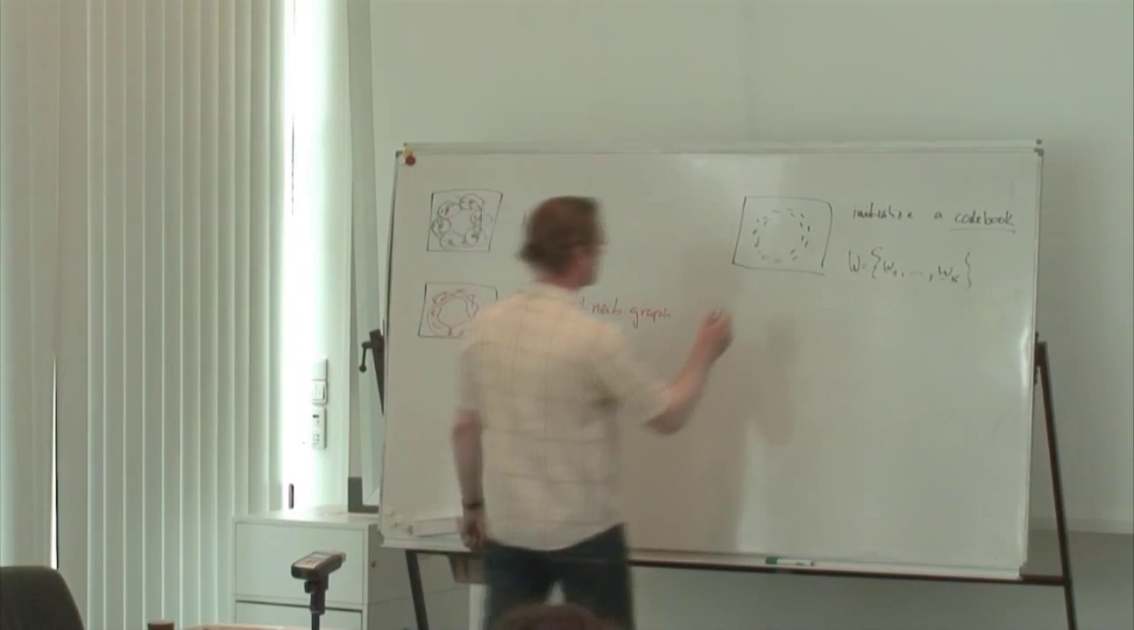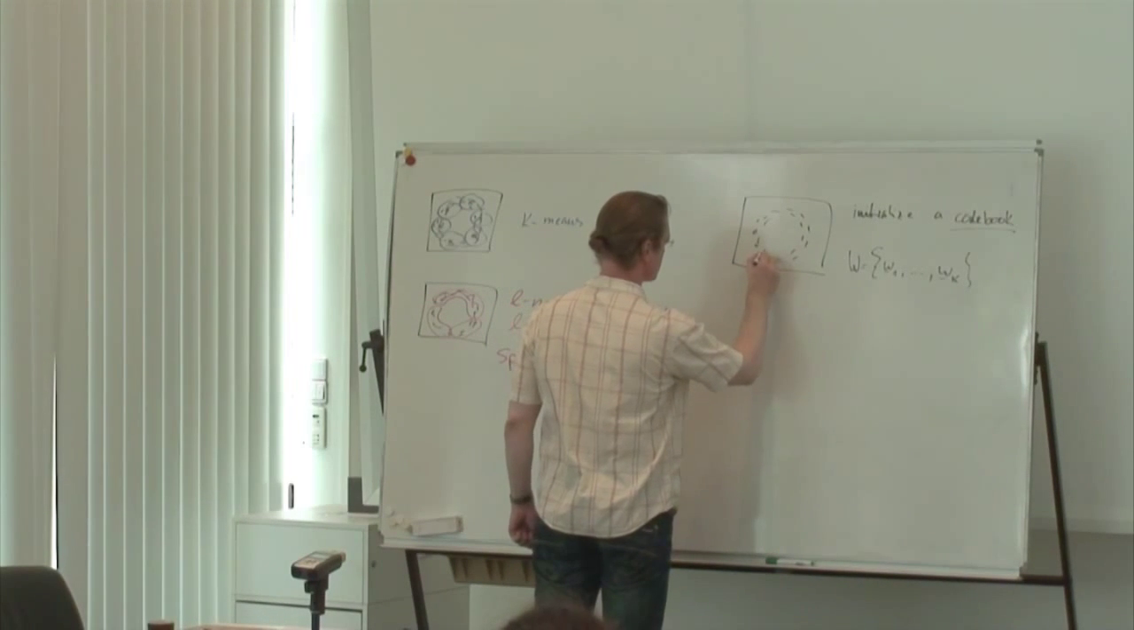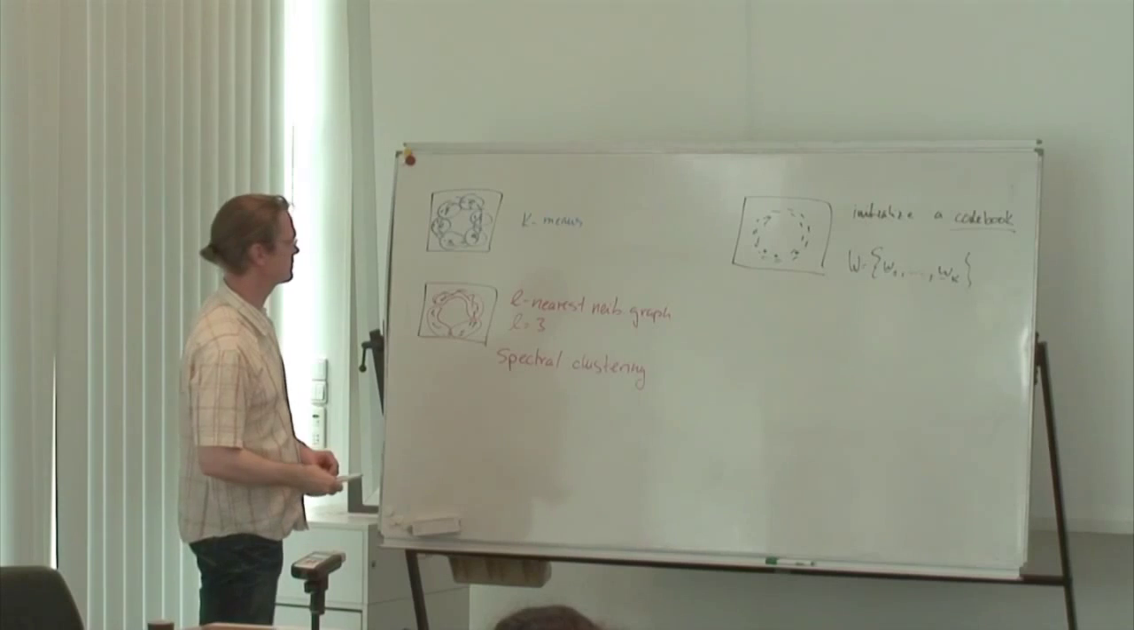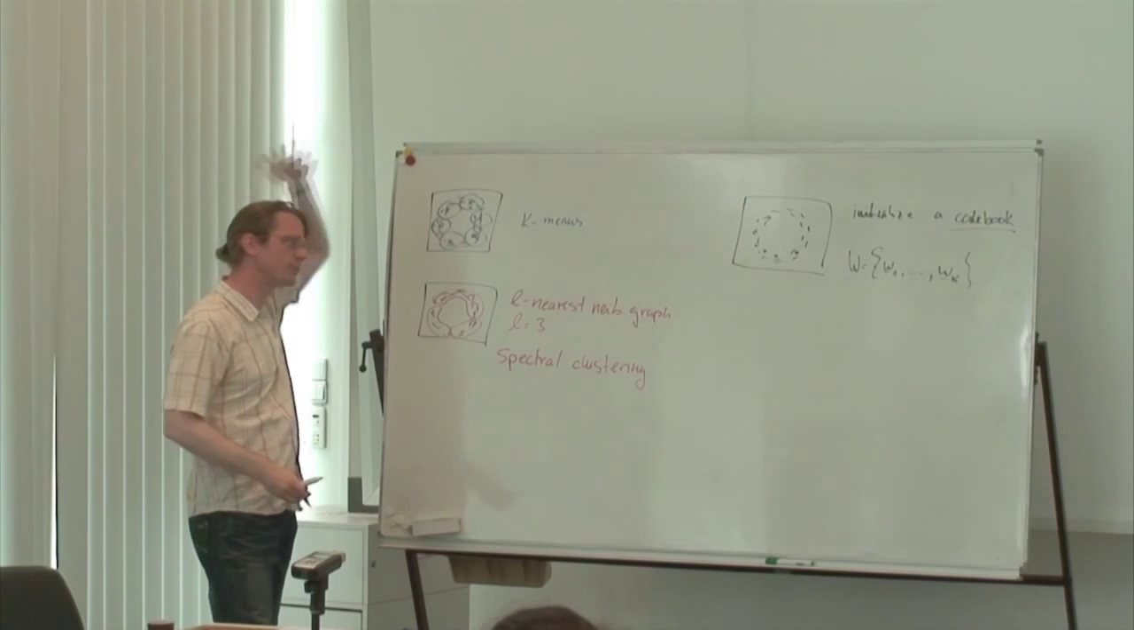For instance, here is one of them, here is the other, here is yet another one, maybe like so. So k is equal to 4 in this example.